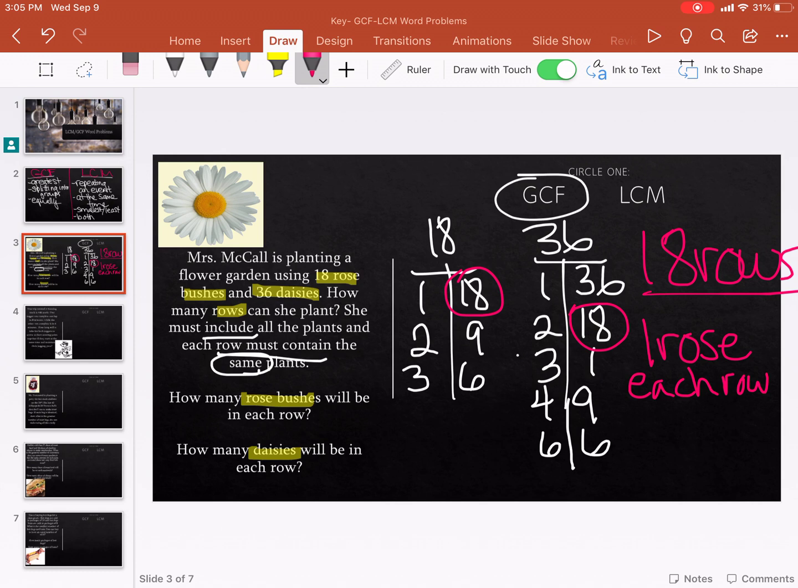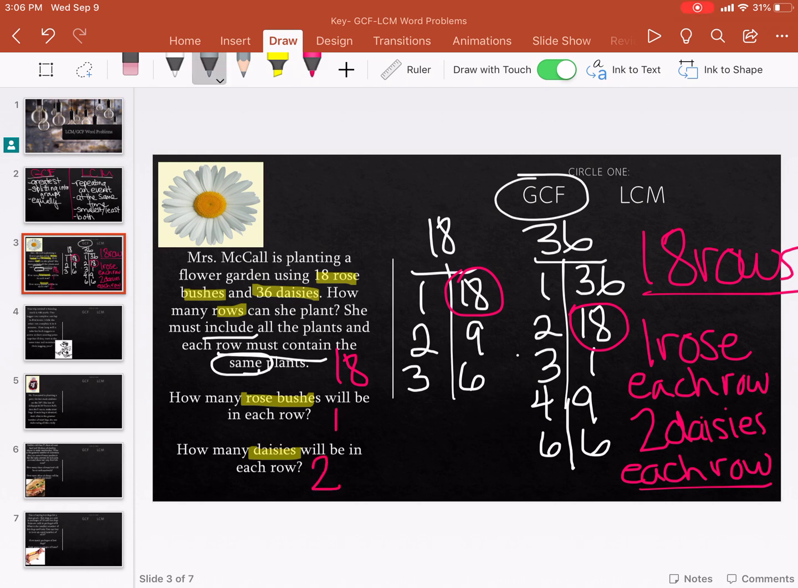Okay, now let's look at daisies. If there's 36 daisies divided into 18 rows, there's going to be 2 daisies each row. You need to answer all those questions. So it was 18 total, 1 rose bush and 2 daisies. So these are your final answers. Make sure you have all the work in the T-chart as well.